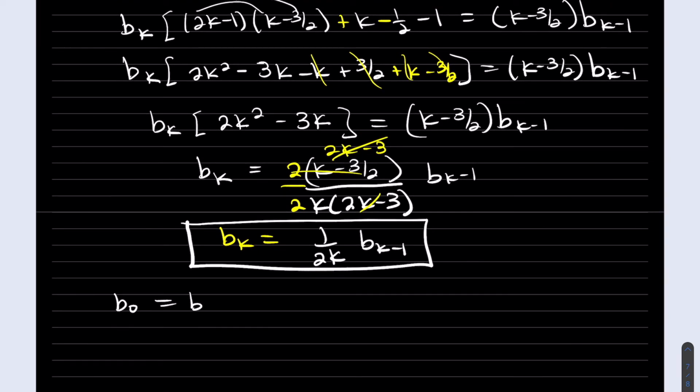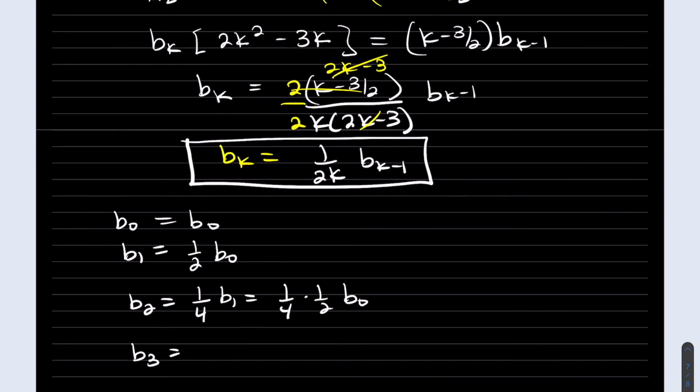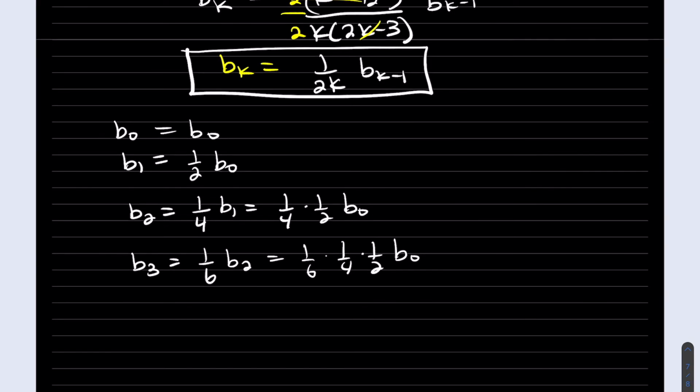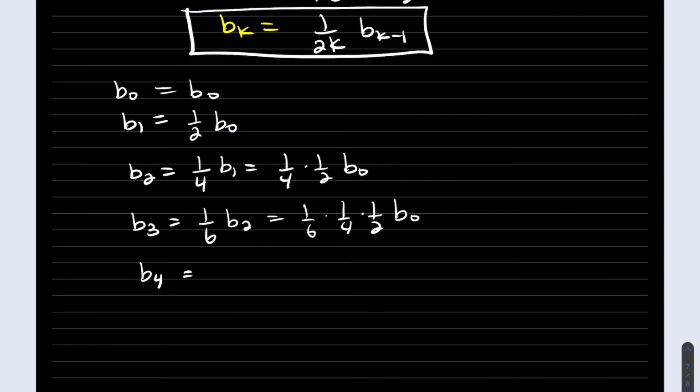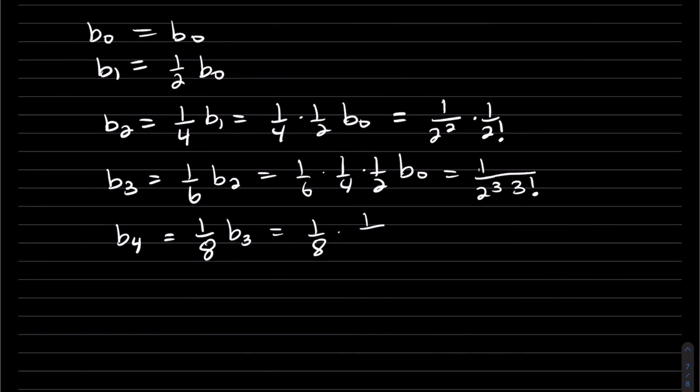So we'll start with b naught equals b naught, b1. Oh, wait a second. I think I see the pattern. Yep, that works. So that's going to be 1 over 4 factorial, 2 to the 4th. I think that works.